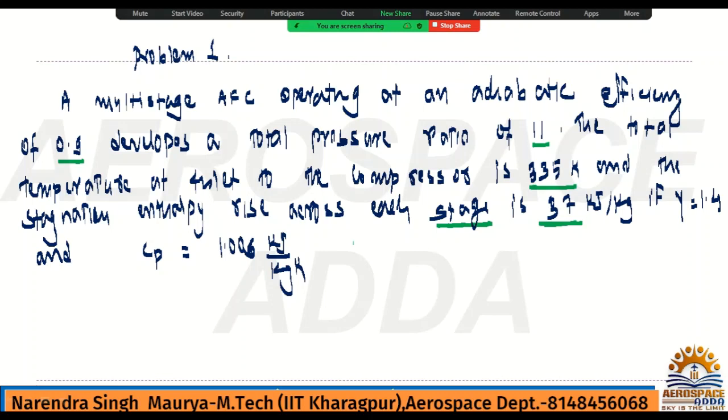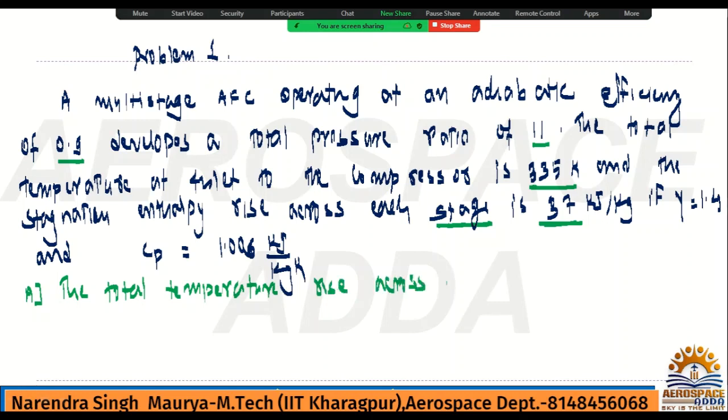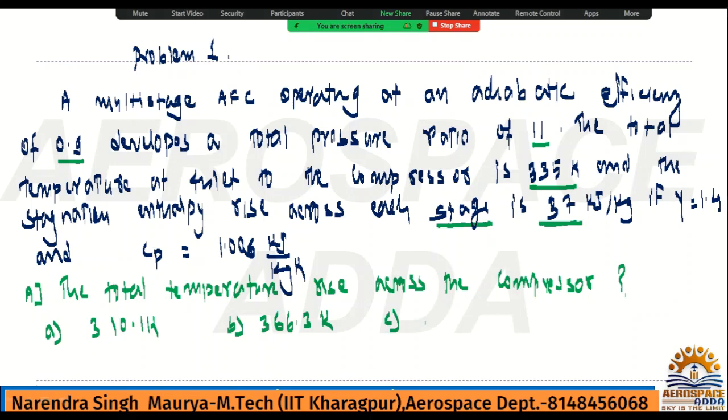Now the problem number one is, A, the total temperature rise across the compressor. This is the question. Options they have given: option A 310.1 Kelvin, option B 366.3 Kelvin, option C 392.1 Kelvin, option D 405.4 Kelvin. So this is problem number one. First we will try to solve this problem one.